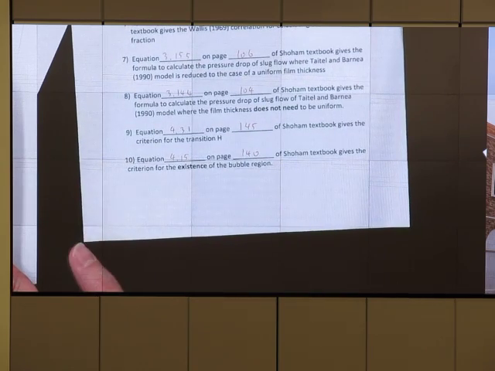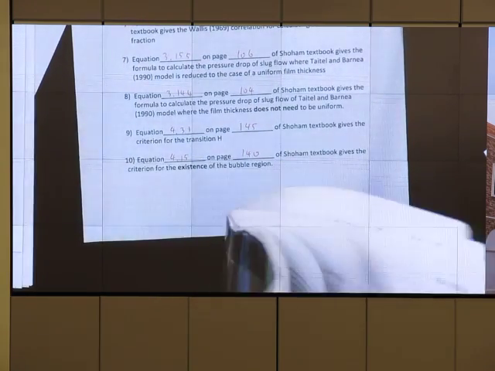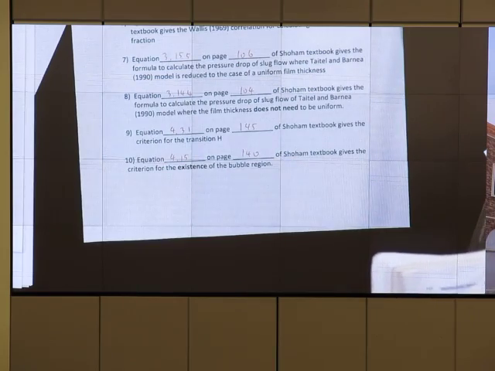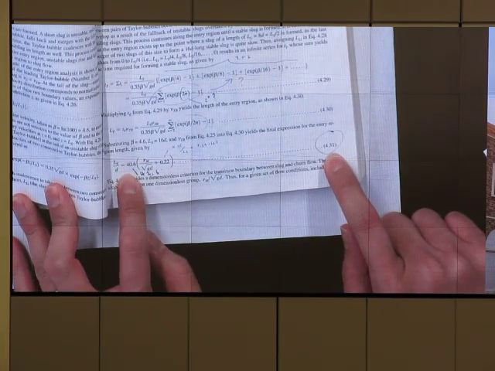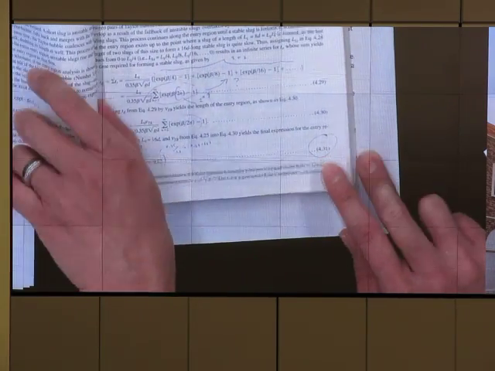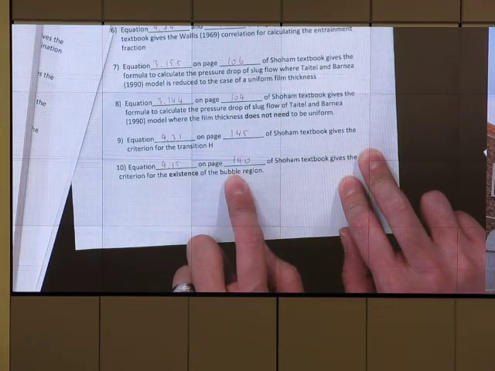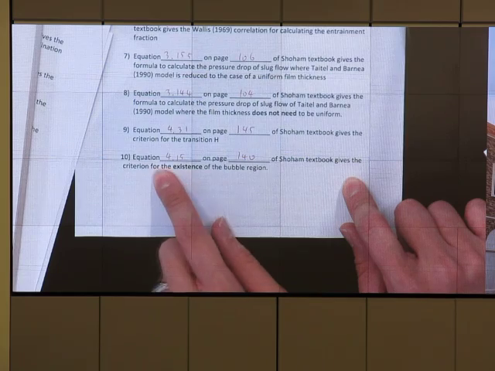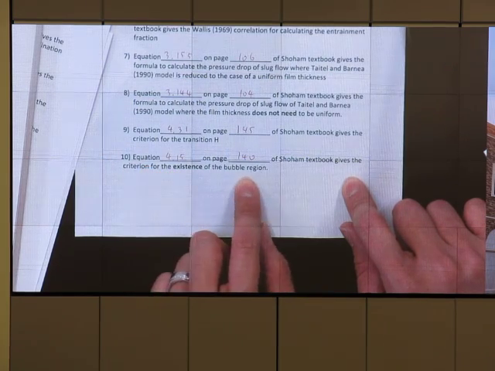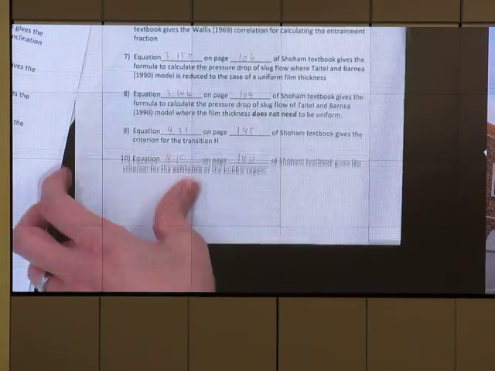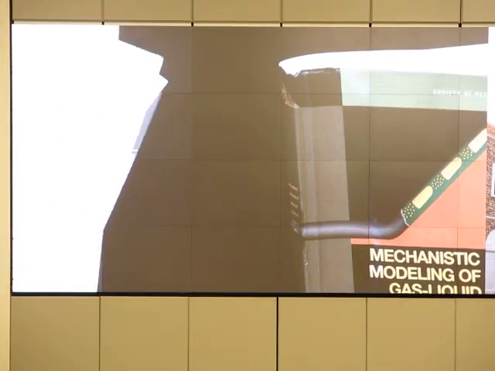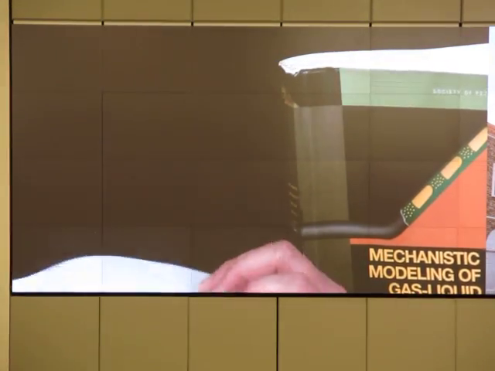145, show him the textbook, give the criterion for transition H. This one, right? 4.31. That gives you the criterion for transition H. 140, give the criterion for the existence of the bubble region. This one, 4.15. Right? Okay. So this is to check if you open the book or not.